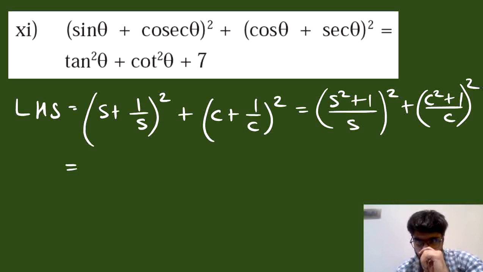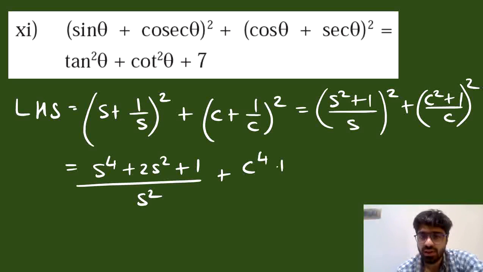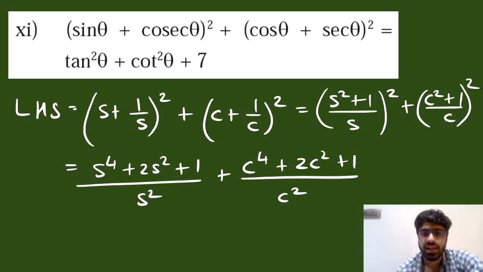Well, should we just expand the bracket in the numerator? I guess that might help. Let's give it a try. So we have (sin⁴ θ + 2 sin² θ + 1) upon sin² θ, plus (cos⁴ θ + 2 cos² θ + 1) upon cos² θ, and then we can simply add the two fractions here as well.